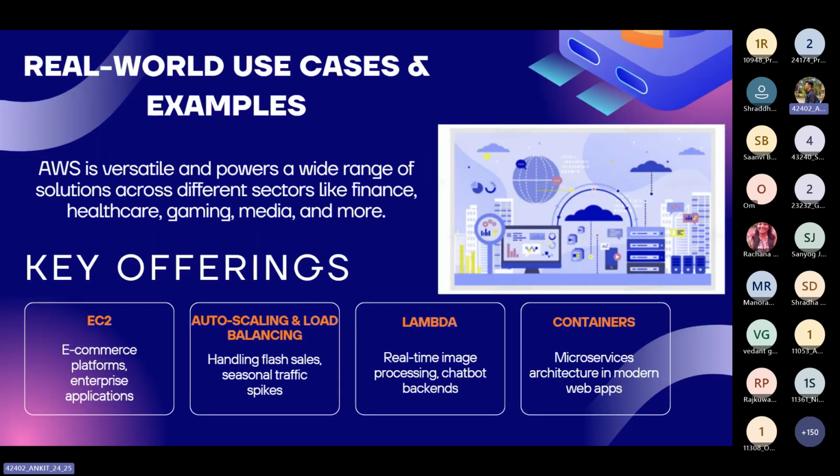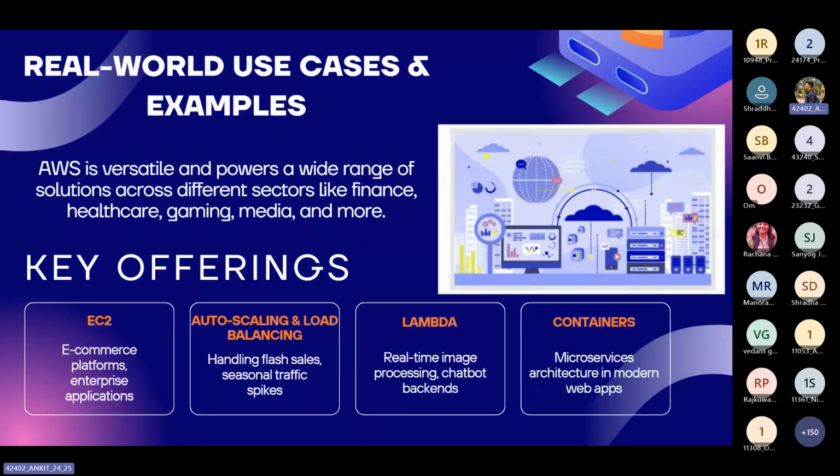Okay, let's talk about real world use cases and examples. Let's look at how these services are applied in the real world. For instance, many e-commerce platforms rely on EC2 for their core infrastructure. Definitely, because it's one of the most important services for compute power and virtual machines. It is used for auto scaling and load balancing to manage traffic during flash sales or holiday seasons.